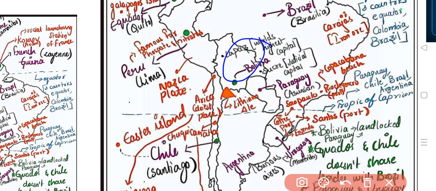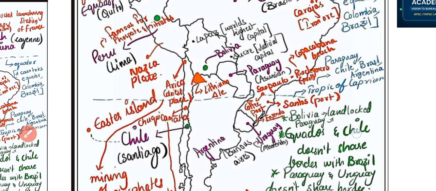Next, Bolivia. Bolivia's capital is La Paz. La Paz is the world's highest capital. Next one is Sucre. Sucre is the judicial capital. Next one is Paraguay. Paraguay's capital is Asuncion. Uruguay's capital is Montevideo. And there are different places in Brazil.